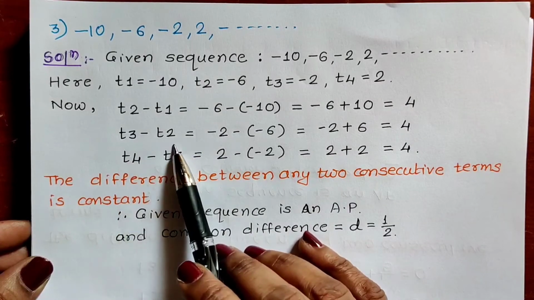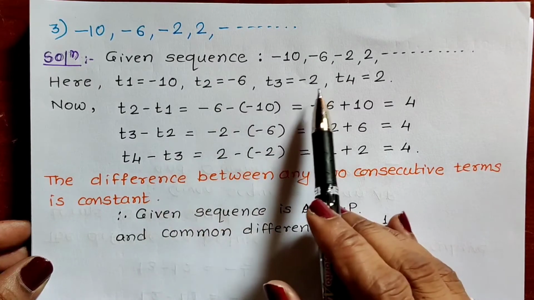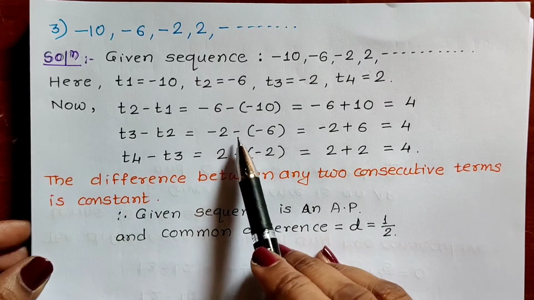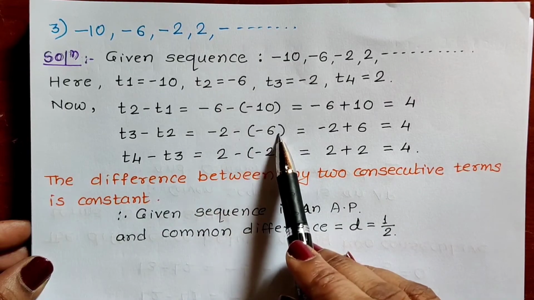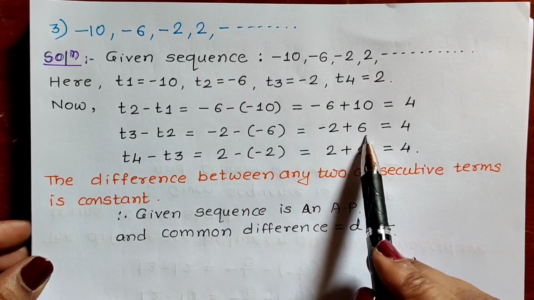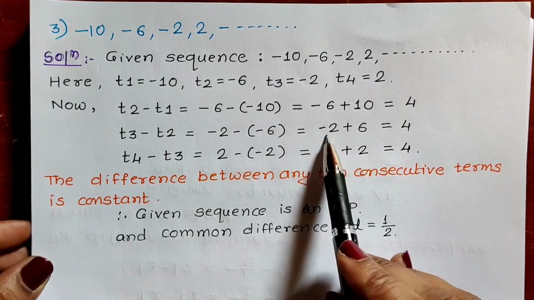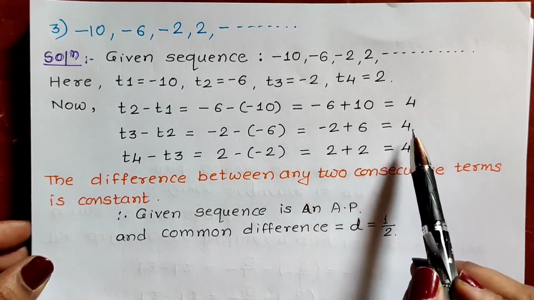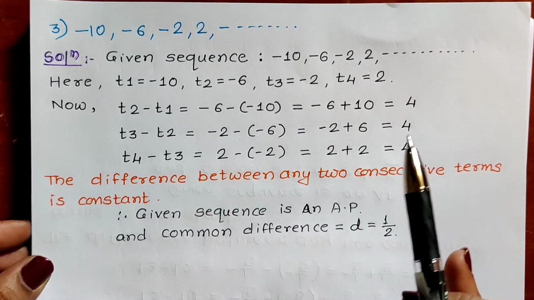Now T3 minus T2. T3 is minus 2 and T2 is minus 6. So minus 2 minus minus 6. Minus 2 is written as it is and minus minus will become plus 6. Minus 2 plus 6, minus plus minus: sign of bigger number. So 6 minus 2, answer is 4. Again 4 we are getting.